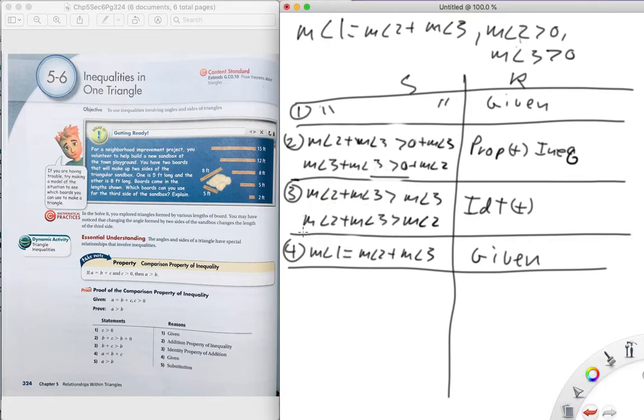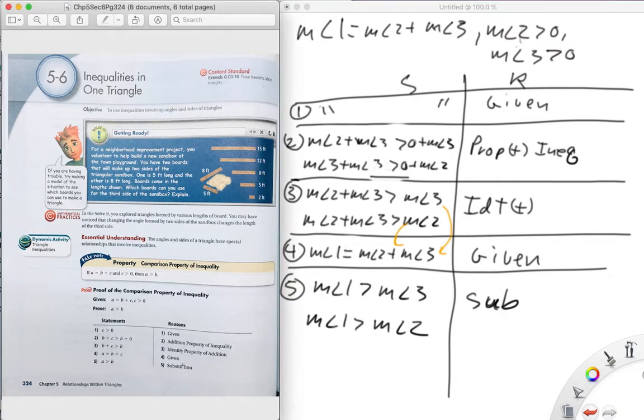Since 2 plus 3 is equal to this guy and 2 plus 3 is equal to that guy, I can substitute this for that, and I can also substitute this for that, for two different statements. So my last statement would be B, the measure of angle 1 is greater than the measure of angle 3, and the measure of angle 1 is greater than the measure of angle 2. Substitution. So it's the exact same reasoning as the comparison property of inequality. We're just using two different angles and substitution, but it's the same exact process.